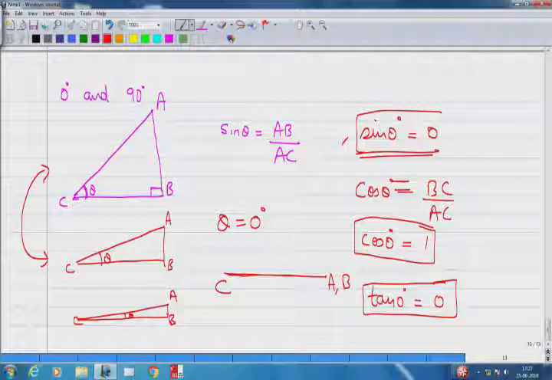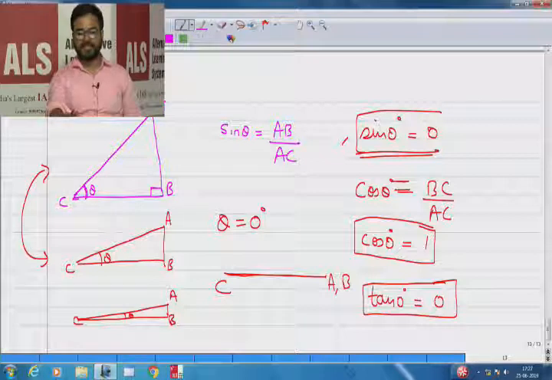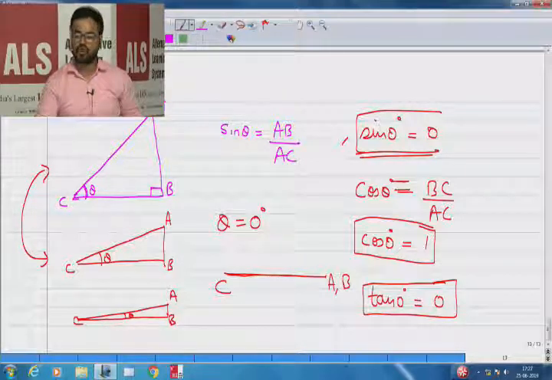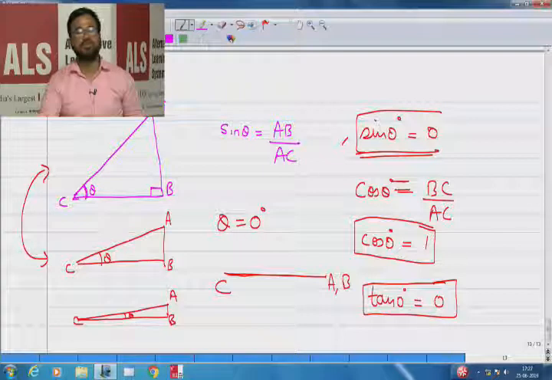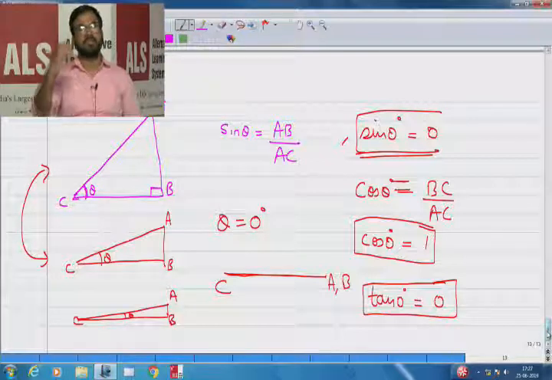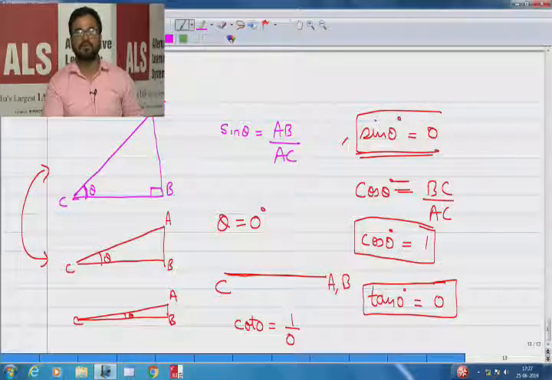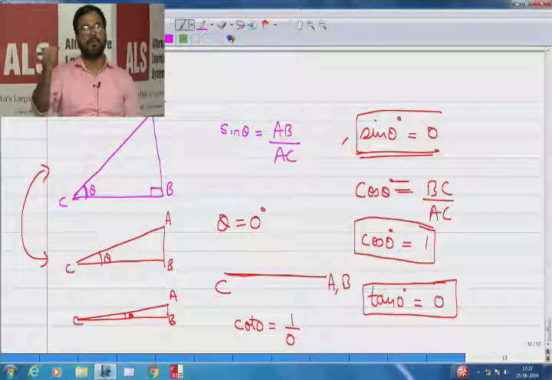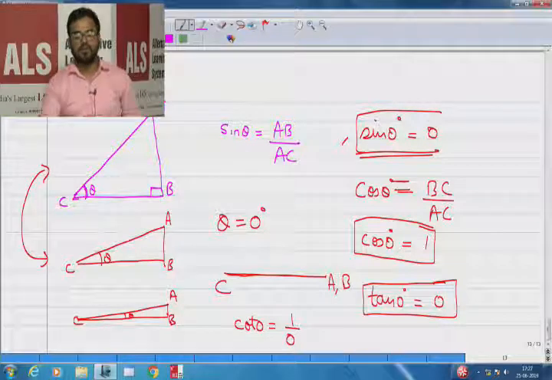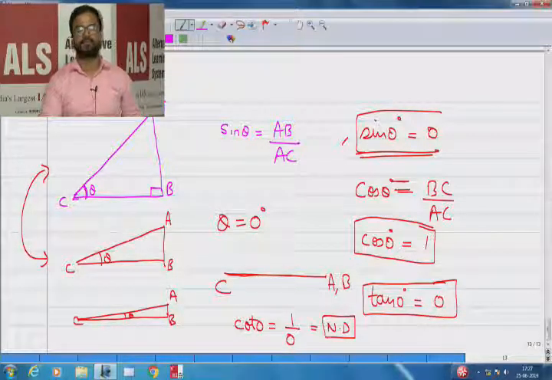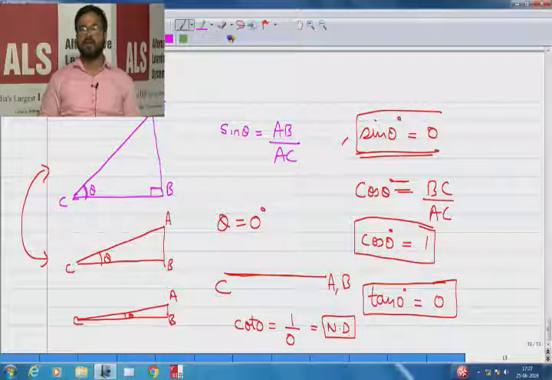You are asking what is cot of 90 degree. Okay, cot of 0 you are finding. So tan of 0 is 0, and we know that cot is nothing but the reciprocal of tan. So cot of 0 degree is 1 upon 0, the reciprocal of 0 is 1 upon 0, and 1 upon 0, we know, is not defined.